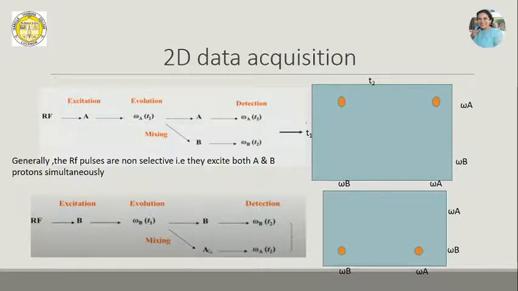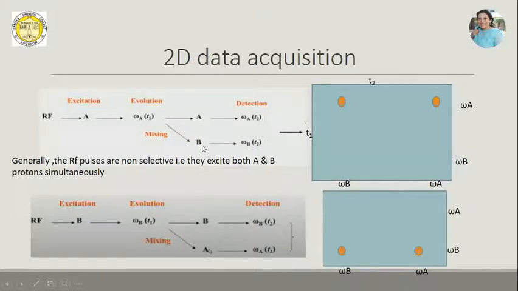The efficiency of this magnetization transfer depends on the strength of the interaction between A and B. If the coupling is very strong, the transfer efficiency is also more, and if the coupling is weak, the transfer efficiency is less. So some magnetization is left with A and some magnetization has been transferred to B. Now when the second pulse is applied, which is known as the mixing pulse, it will apply to both A and B.